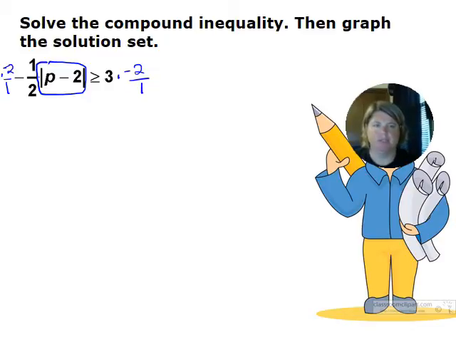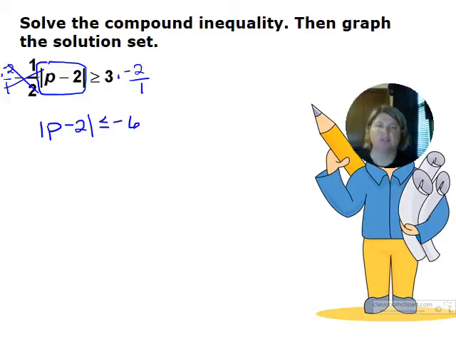So a negative times a negative is positive, and then these guys cancel each other out. So we just have positive 1. We're just going to write absolute value of p minus 2. Now, because we multiplied by a negative, we have to flip over the inequality. So all those rules always apply anytime you have an inequality. And 3 times a negative 2 is negative 6.